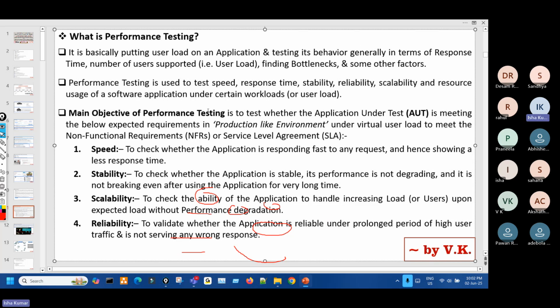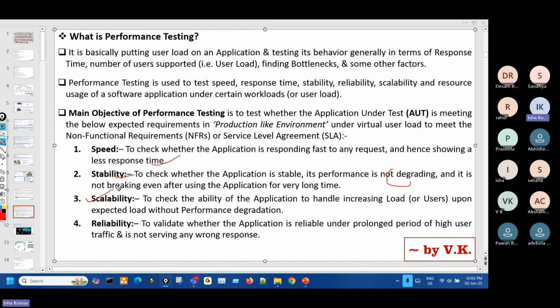Performance testing is to check the speed, response time, stability, reliability, scalability, and other things. So these are the main objectives; generally there are four. Check the speed, meaning the responsiveness. Stability means for a prolonged period, because applications are designed to work 24/7 and 365 days. If we are using it for a prolonged period, the performance should not degrade. It should keep the same pace, serving the customer, correct?